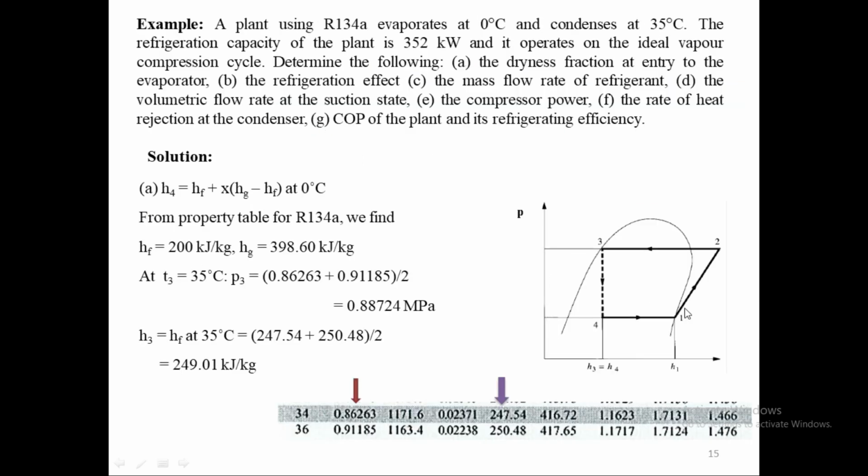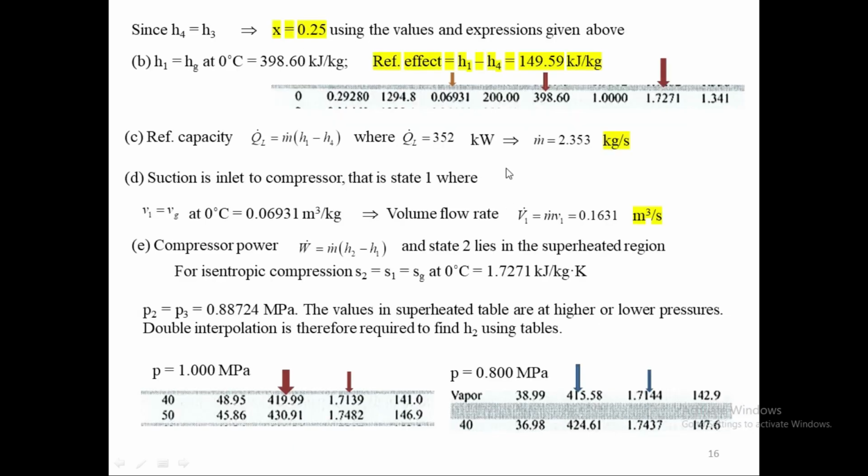H1 is fairly easy. You can say saturated condition. You can look it up from the table, saturated vapor at 0 degree centigrade, which is 398. So we know that one. But H2 is in the superheated region. So how will we find out H2?